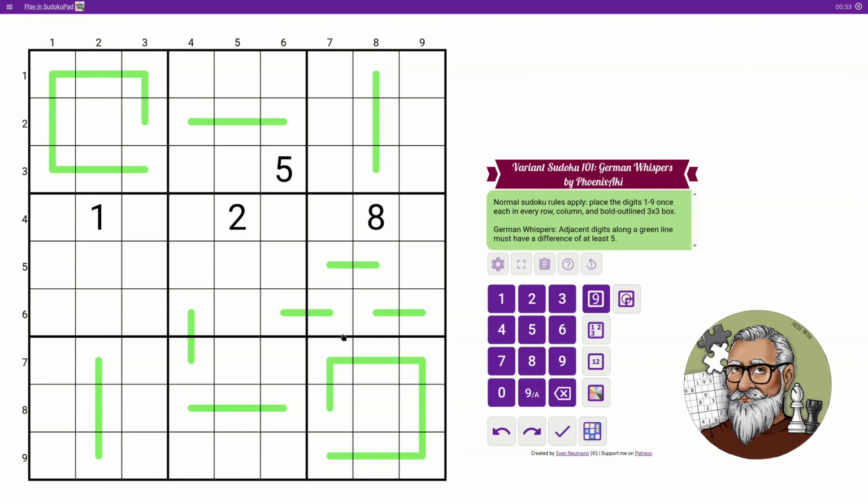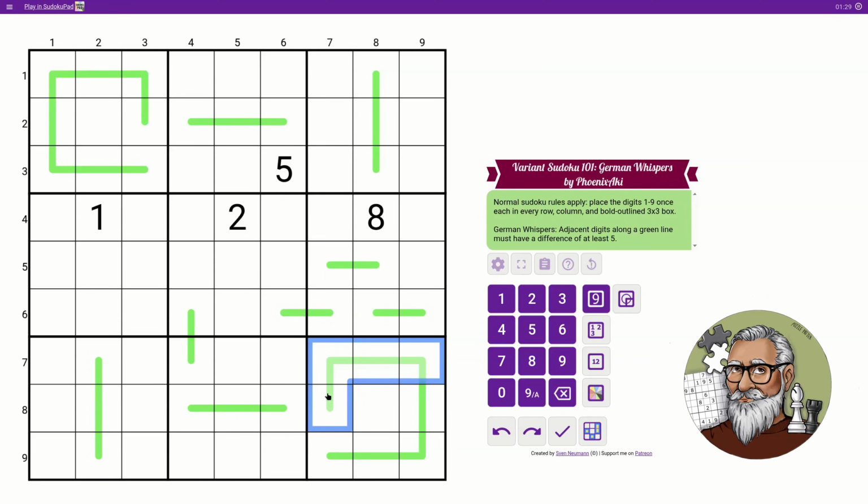Normal Sudoku rules apply. Place the digits 1 to 9 once each in every row, column, and bold outlined 3x3 box. German Whispers. Adjacent digits along a green line must have a difference of at least 5. Right. So all the lines that we have are green. Any two adjacent digits must have a difference of at least 5. The first thing that we figure out from that is that we can't have 5 on the line, because 5 would require a 0 or a 10, and we don't have those digits in the normal Sudoku.